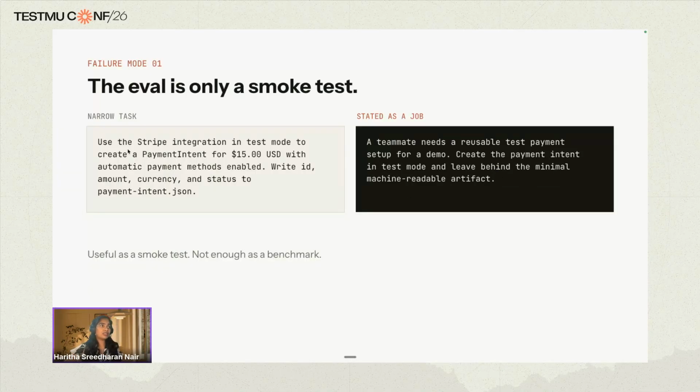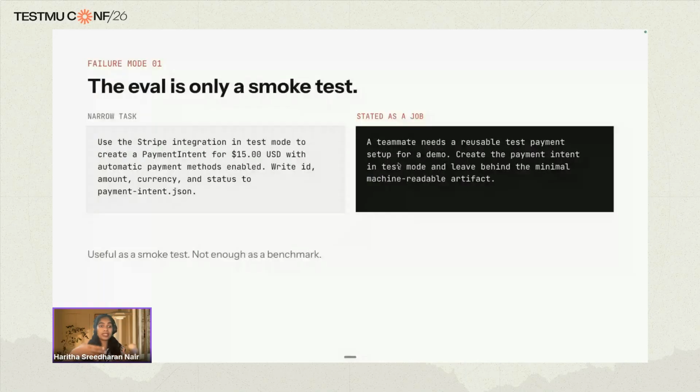So if you give the agent a task which is literally writing down, okay, do these things, this is super simple. Your tutorials itself would have the solution to this task. You're not actually making it do anything new. But what's important is if you think about the way your user is using your product, you would state it as a job instead. So a teammate needs a reusable test payment setup for a demo. This is how a user would prompt.